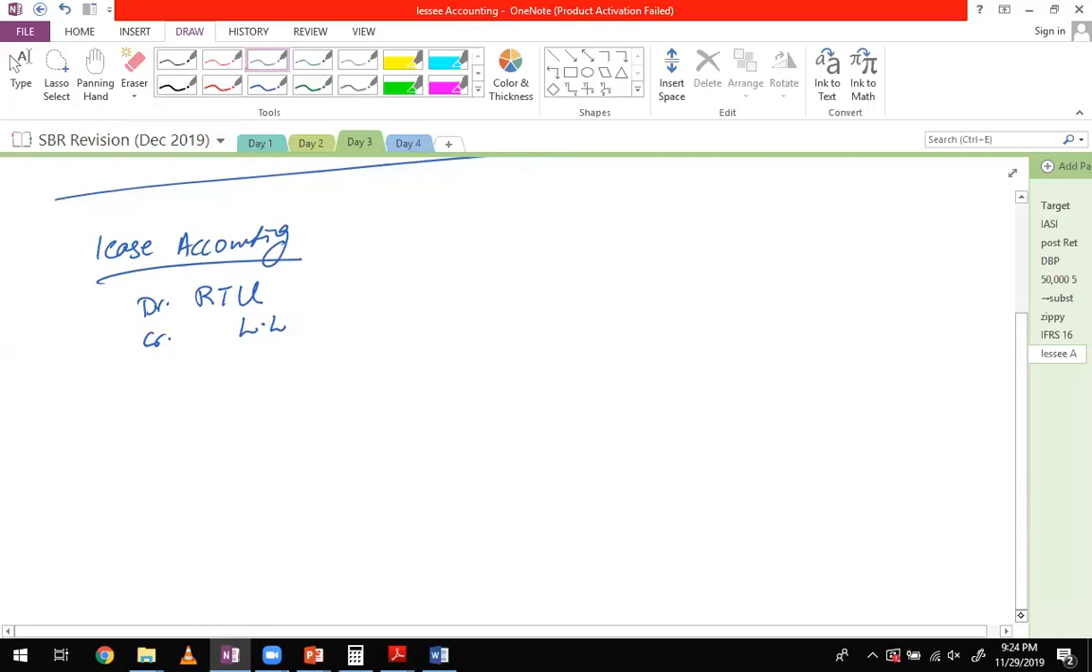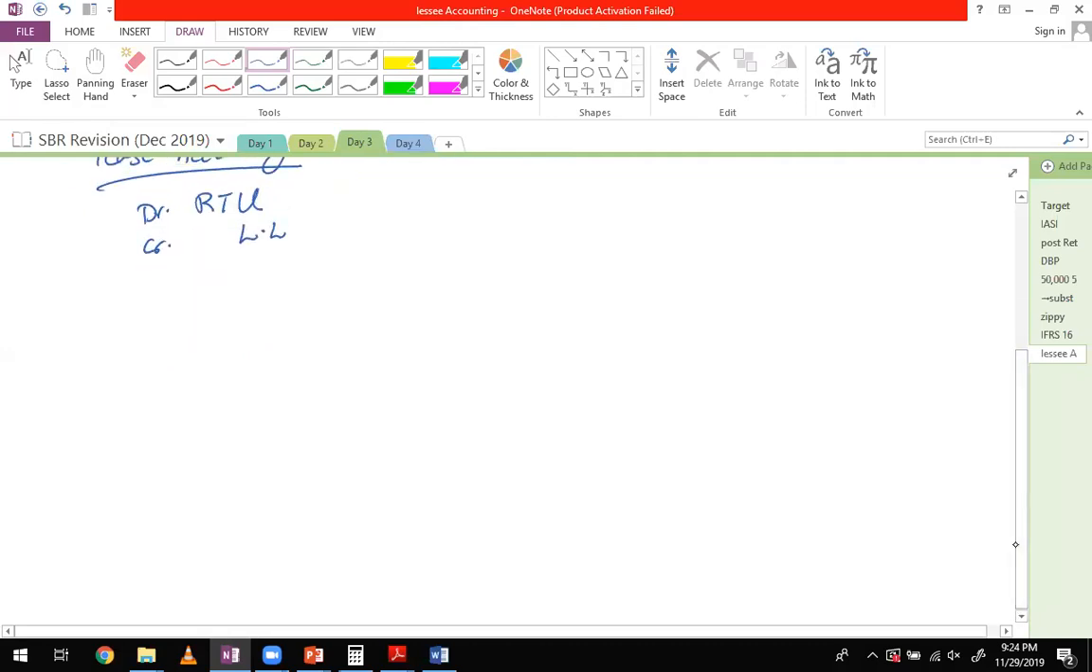Apart from that, there might be some rentals that the company would be paying in advance. So the first thing, this entry will be recorded by the present value of all future lease payments.